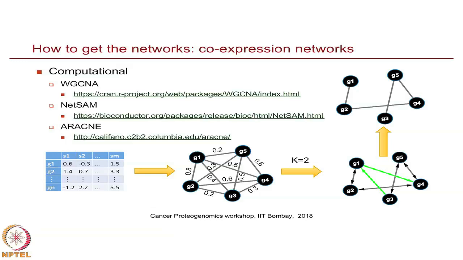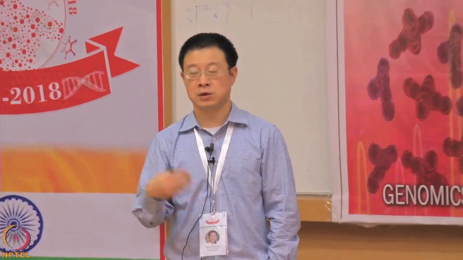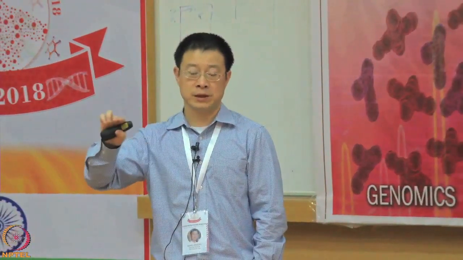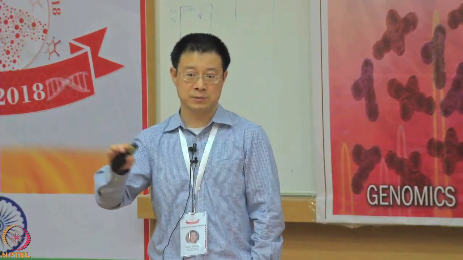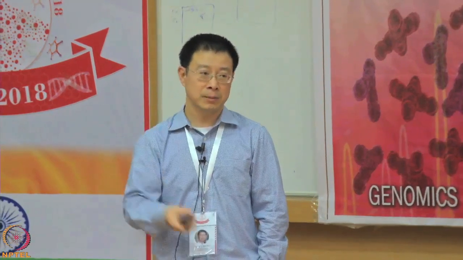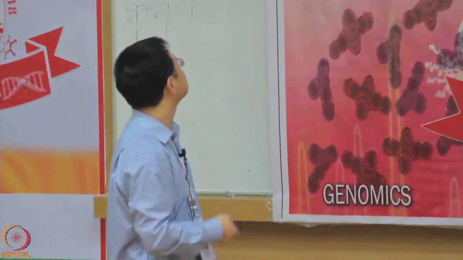So ARACNE is also another very popular tool to build co-expression networks. Rather than using Pearson correlation or Spearman correlation, it derives the relationship between two genes based on mutual information. So that is also a good idea, because the mutual information can capture different types of relationships, not only the linear relationship or monotonic relationship. There are more types of relationships that can be captured by the mutual information.